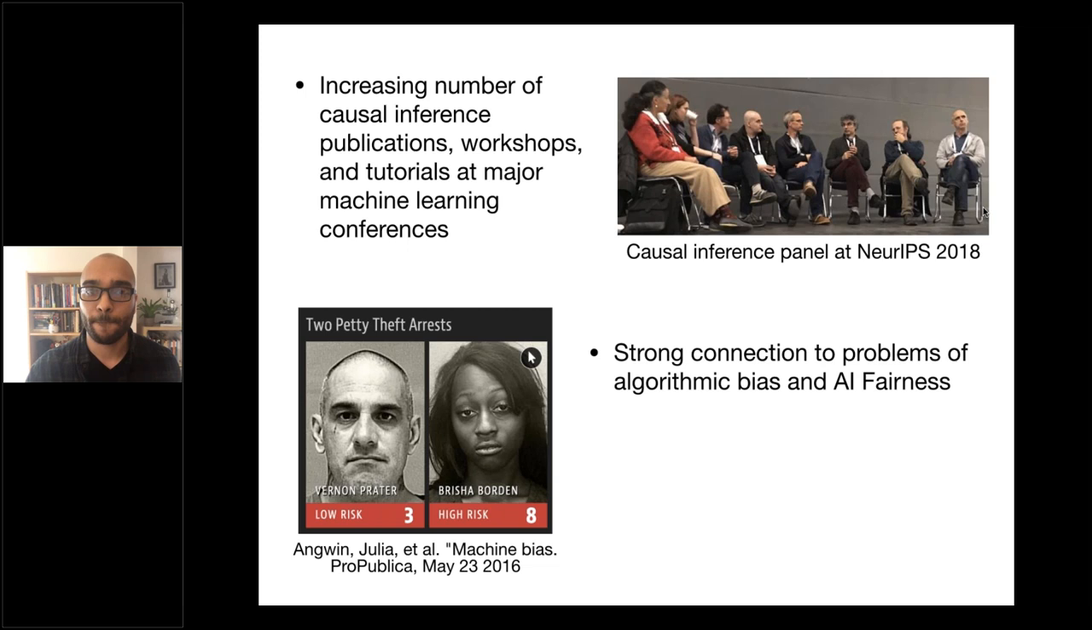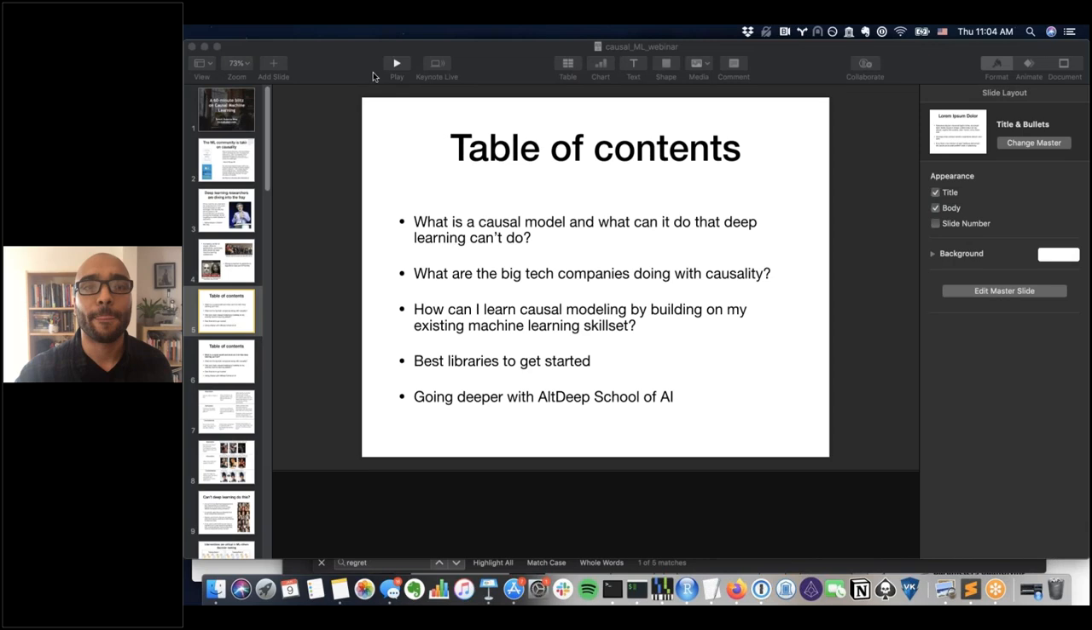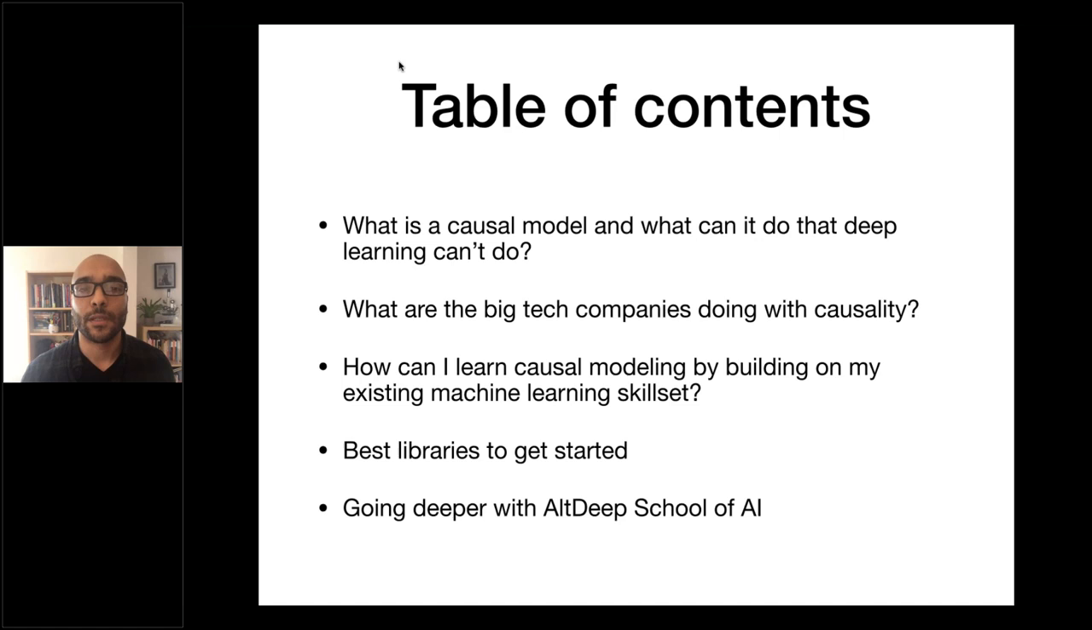Here I'm going to tell you what I'm going to cover in this talk. The first question is, what is a causal model and what can it do that deep learning in its basic form can't do? Secondly, the big tech companies who we expect to be doing a lot of important things in machine learning, what are they doing in terms of causality? Next, how can you learn causal modeling by building on your existing machine learning skill set? So rather than having to go learn a whole new domain of statistical and social science, can you work with what you already know and build from there?